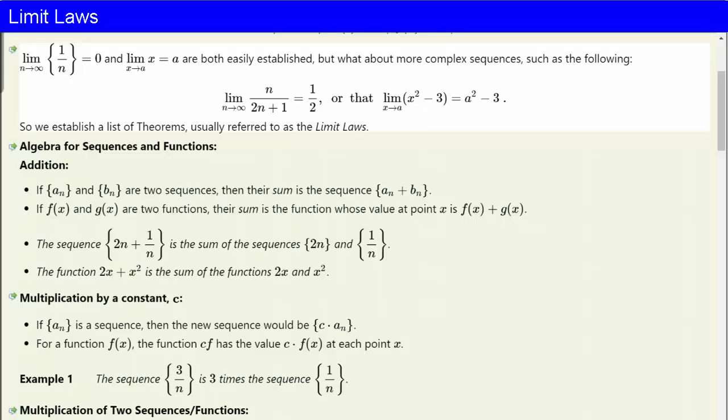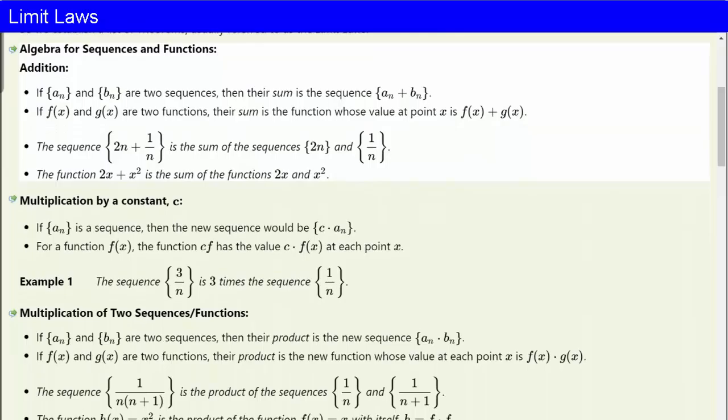So we get smart and establish a list of theorems, usually referred to as the limit laws. To state these laws, we have to introduce an algebra for sequences and functions. Since sequences are just functions with domain the natural numbers, we could just give one version of each algebraic operation. But we're going to state the operation separately for sequences and functions because they have a different feel.